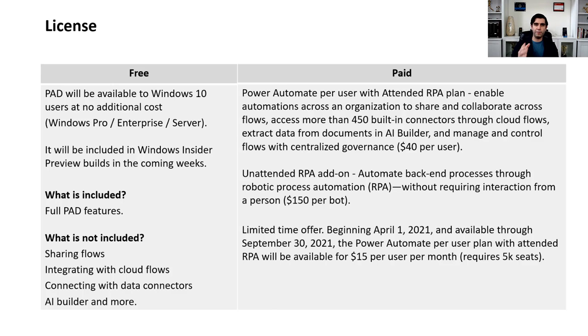For the licensed version of Power Automate Desktop, there is the Power Automate per user with attended RPA plan, which basically allows you everything that the free version does, plus all those options that are not included in the free version. That is sharing your flows, integrating them with cloud flows, connecting with all those data connectors, leveraging AI Builder, and a lot more. There is also the option of adding the unattended RPA add-on, which allows you to automate your backend processes without requiring any human interaction.